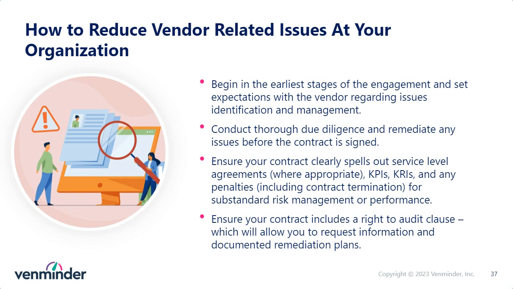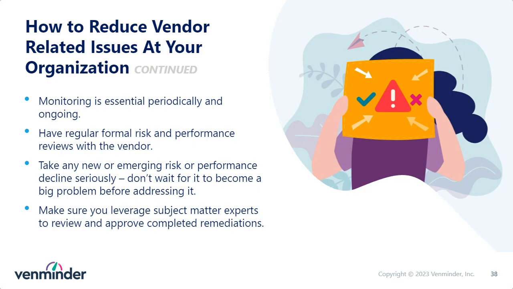And we want to make sure that we have great contracts that spell out service level agreements and any penalties. We also want to have any KPIs or KRIs that we're tracking in there so they know what is expected and that we are paying attention to it. And then we also always need to make sure that contract has a right to audit clause so that when an issue comes up, we have the full legal ability to ask them for documented remediation and other evidence of improved controls.